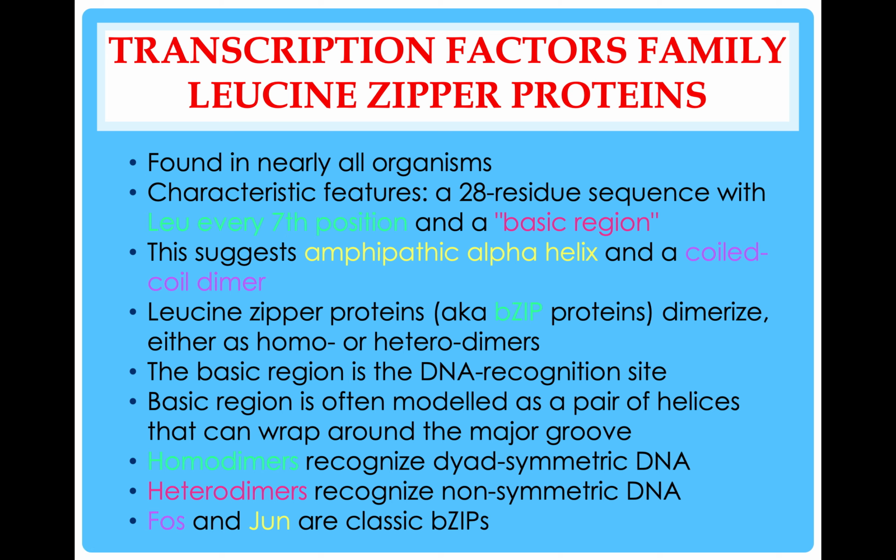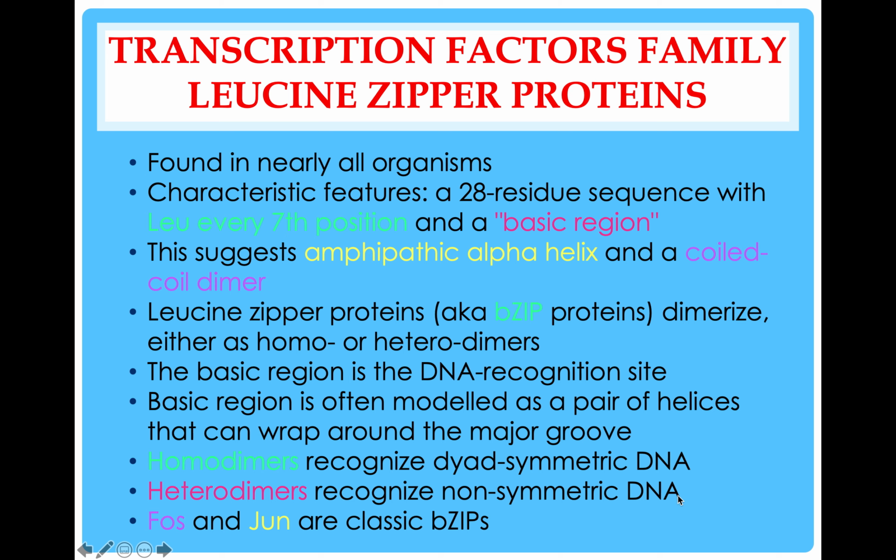So leucine zipper proteins, okay, or called B-zip, dimerize either as homo or heterodimers. So the basic region is of course the DNA recognition site, and the basic region is often modeled as a pair of helices that can wrap around the major groove for transcription. So when it is in homodimers, okay, it recognizes dyad symmetric DNA. If it is in heterodimers, it recognizes non-symmetric DNA.